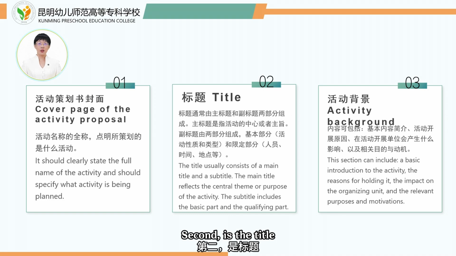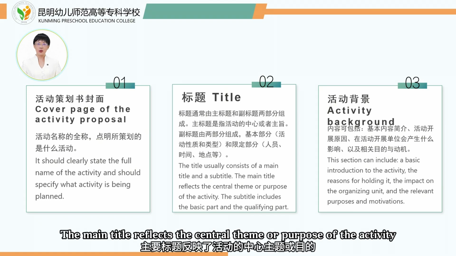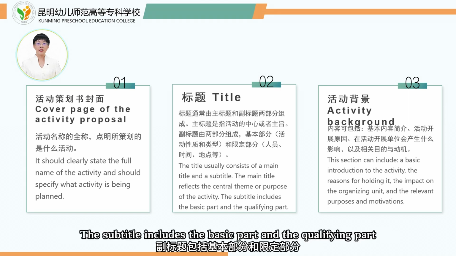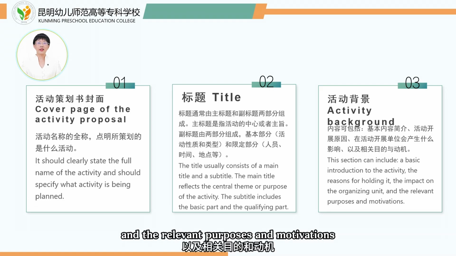Second is the title. The title usually consists of a main title and a subtitle. The main title reflects the central theme or purpose of the activity. The subtitle includes the basic part and the qualifying part. Third is the activity background. This section can include a basic introduction to the activity, the reasons for holding it, the impact on the organizing unit, and the relevant purposes and motivations.